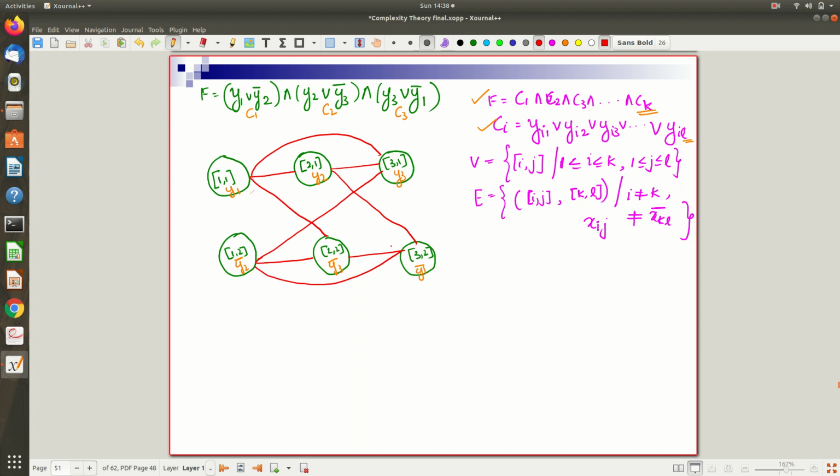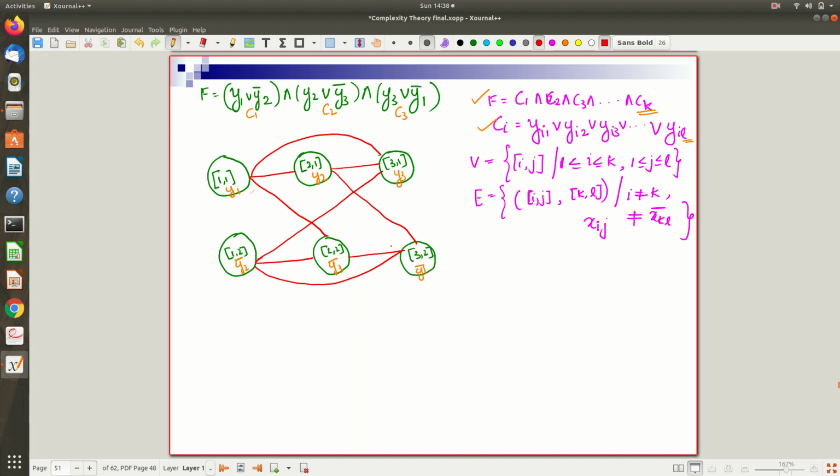So what you have to do, between the clauses you have to draw the edges, and it should not be from a variable to its negation. Other cases you can consider. So this is how you construct the graph. So this is the first step. That reduction framework is ready.